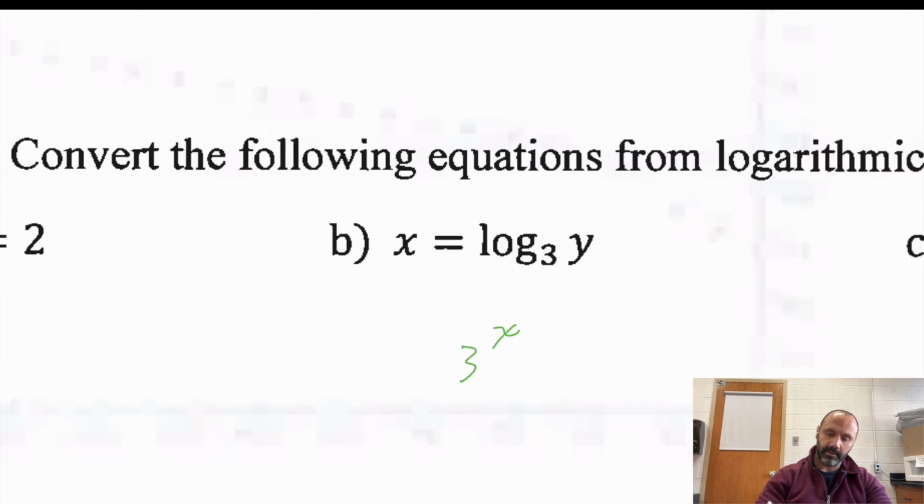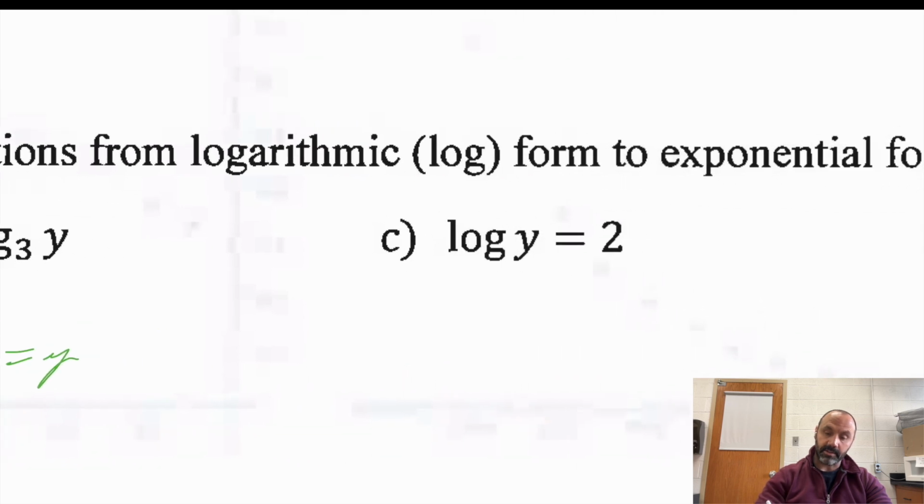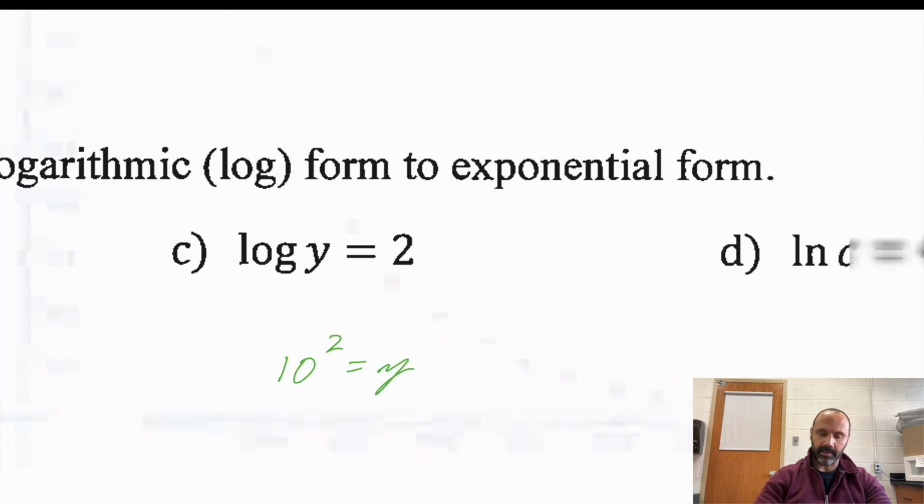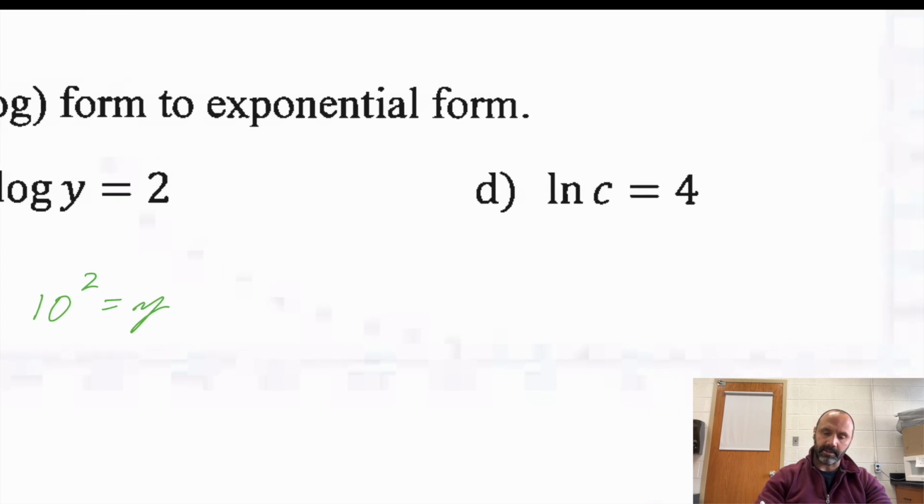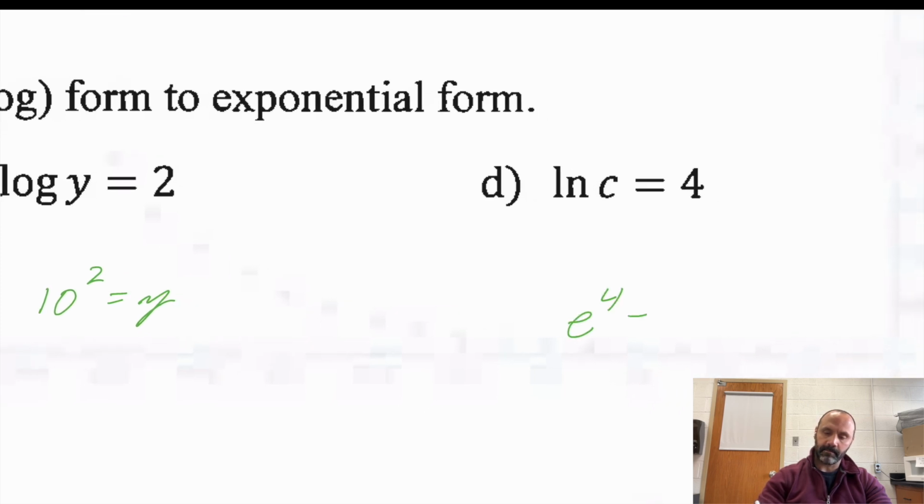3 to the x power equals y. And this is 10 squared equals y, right? Log without any base written, it's implied that's the common logarithm, so log base 10. And this is e to the fourth power equals c.